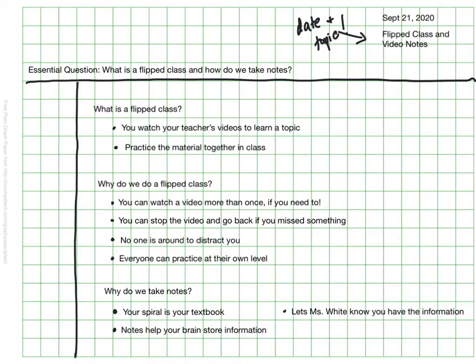Writing your notes down is also the way I know that you've watched the video, right? If you don't have your notes, I don't know that you watched it, right? It lets me know that you have the information, and if I need you to reference it, I can send you back to go look at it. And taking notes in our spiral means we have everything in one place.